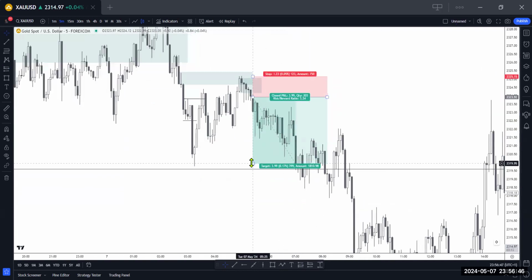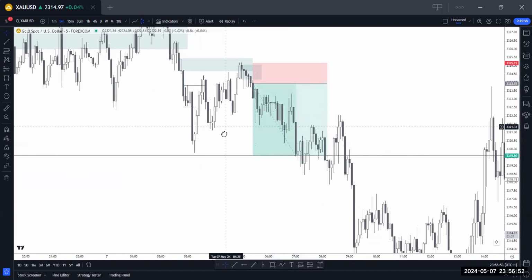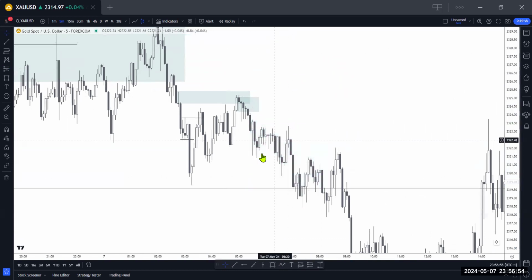What will be your target? If you're targeting 20 pips, 30 pips, it's good. Remember this daily level now becomes our target. I drew this level from the daily. I'll show you guys again.